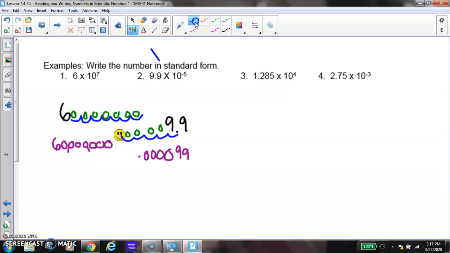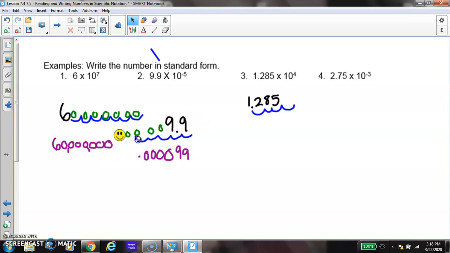Same process for 3 and 4. So if I have 1.285 times 10 to the 4th, I'm dealing with a large number because I have a positive exponent, so I'm going to be moving my decimal point 4 places to the right. 1, 2, 3, 4. Okay, so if I move it with the smiley face, here I go to double check it.